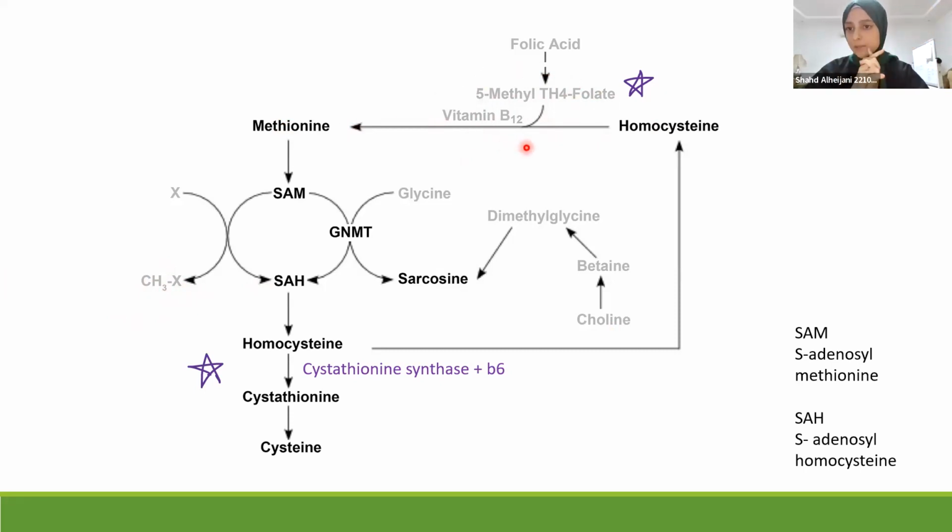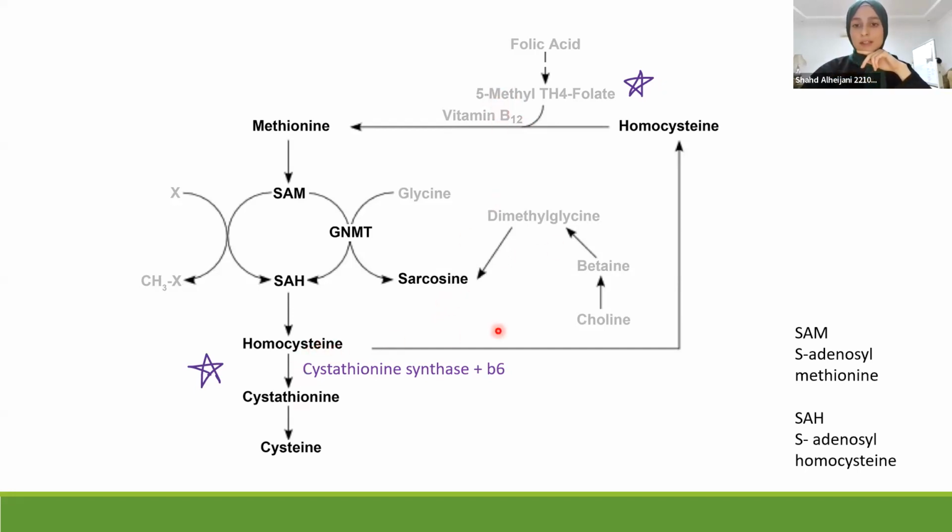So we mentioned several enzymes and several vitamins in this lecture. First, for propionyl-CoA carboxylase, we need biotin. And then for homocysteine to cystathionine, we need vitamin B6. And for methylmalonyl-CoA mutase and methionine synthase, we need vitamin B12. So we mentioned biotin, B6, and B12 in this lecture.